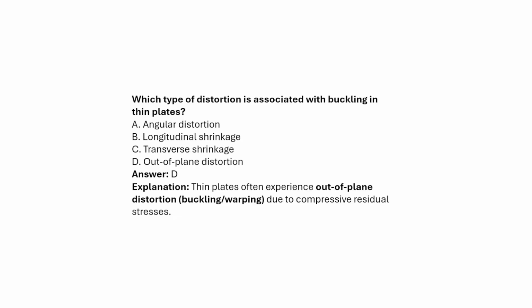Next, which type of distortion is associated with buckling of thin plates? Angular distortion, longitudinal shrinking, transverse shrinking, or out-of-plane distortion? Answer will be out-of-plane distortion, nothing but buckling. That will be D. A thin plate often experiences buckling distortion due to compressive residual stresses.